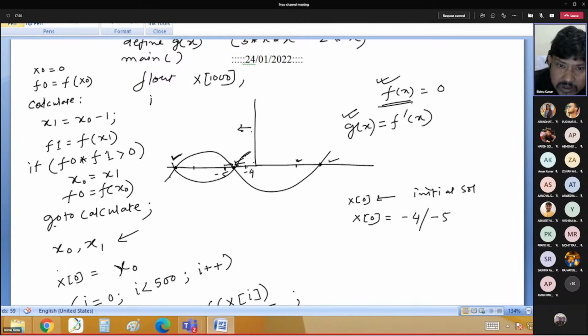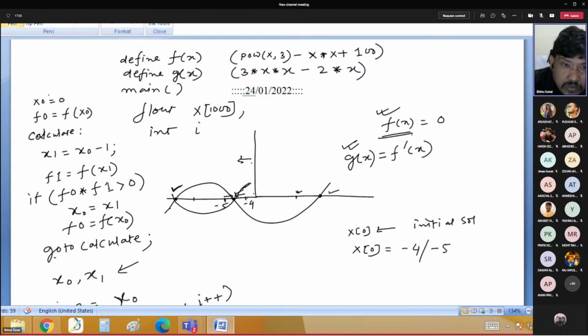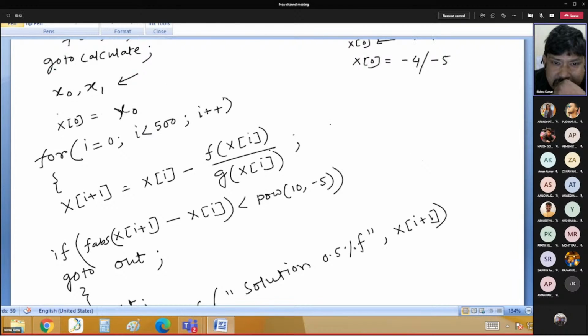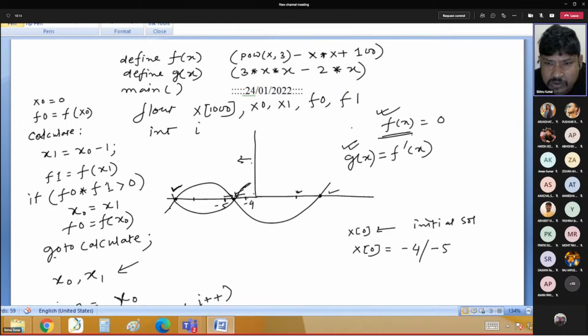Okay, then suppose int. For the loop you are using I, and you define for this x0, for x1, then f0, f1, and any other. I don't think so many things. Which are the things that are necessary? You just define that after the main program. So in float, these are the things. In int, these are the things.